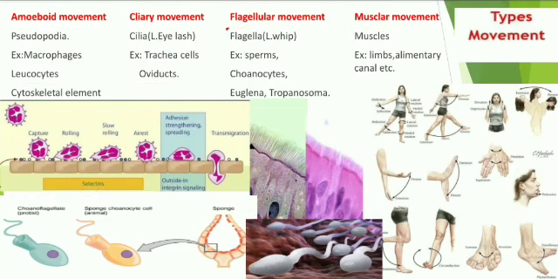And next one is flagellary movement. This flagellary movement is mainly performed by the flagella. It is a long thread-like structure. The word flagella is taken from Latin. In Latin, flagella means whip. There is a slight variation between cilia and flagella. Cilia is just a small hair-like structure, but flagella is a thread-like structure.